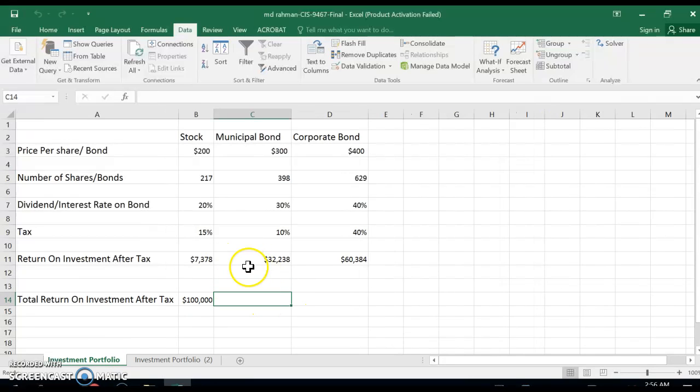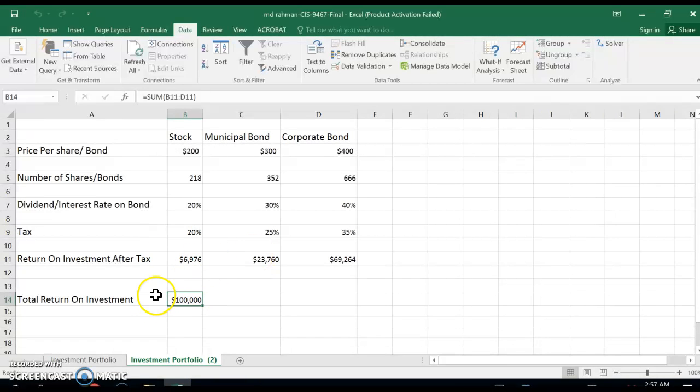Just one more thing before I conclude my video: the municipal bond is usually tax exempt, but for this given scenario I used a 10% tax on the municipal bond in order to make this video more interesting and make more sense.